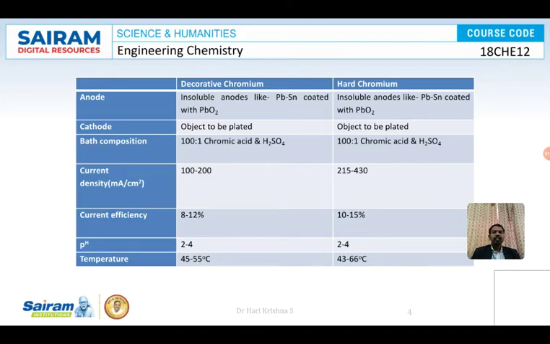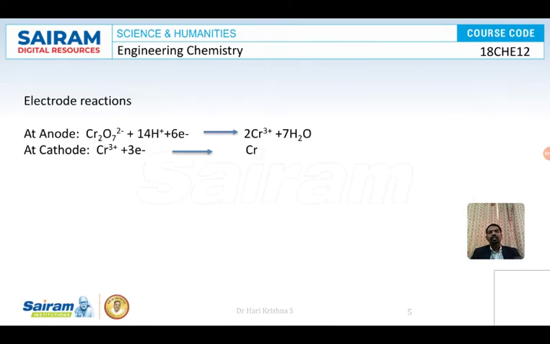Current density is 100 to 200 for decorative chromium, and for hard chromium it is 215 to 430. Current efficiency is 8 to 12% for decorative chromium, and for hard chromium it is 10 to 15%. The pH is 2 to 4. It is common because the bath composition is 100 to 1, chromic acid and sulfuric acid, so the pH will be common. It is acidic. Temperature is 45 to 55 degrees Celsius for decorative chromium, and for hard chromium plating it is 43 to 66 degrees Celsius.